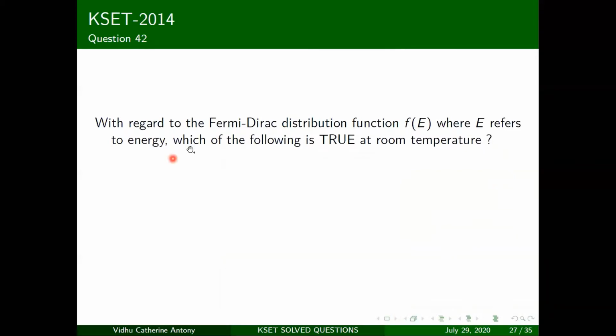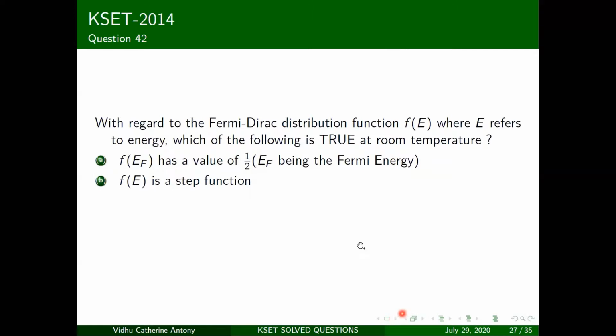Okay, so let's look at this. With regard to the Fermi-Dirac distribution function f of E, where E refers to energy, which of the following is true at room temperature? Let's look at the options. f of E has a value of 1/2, that's your probability function, where E_F is your Fermi energy. f of E is a step function.